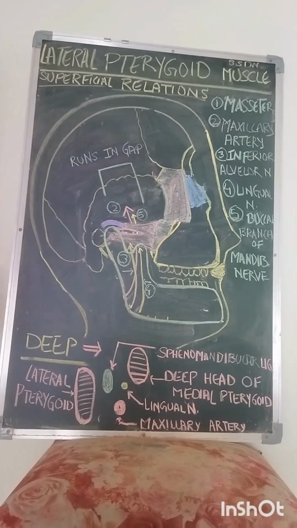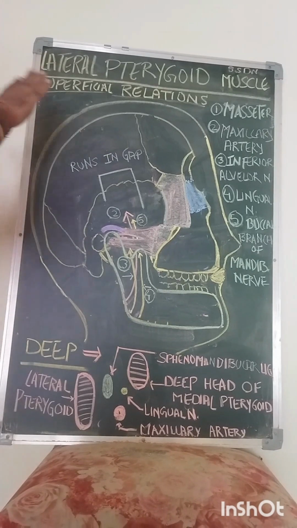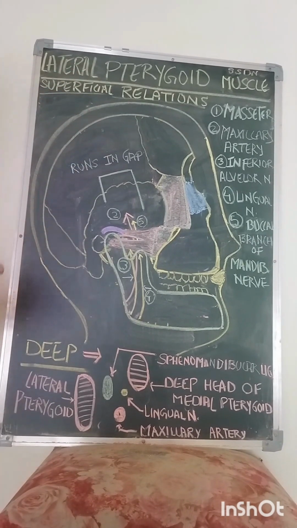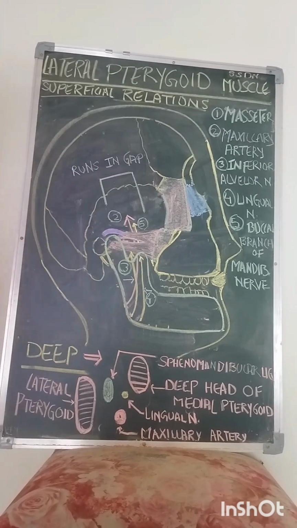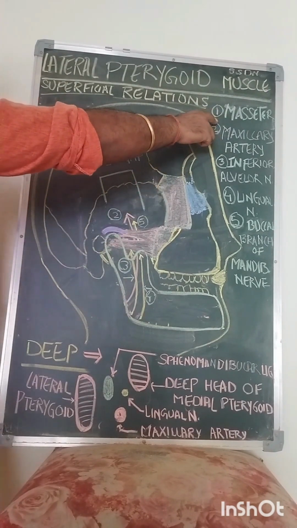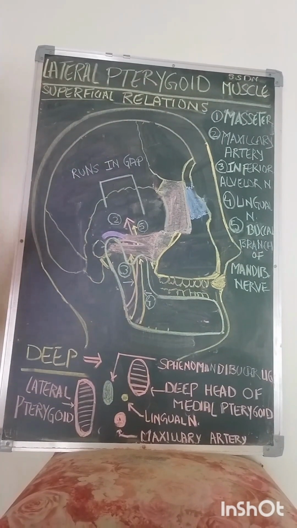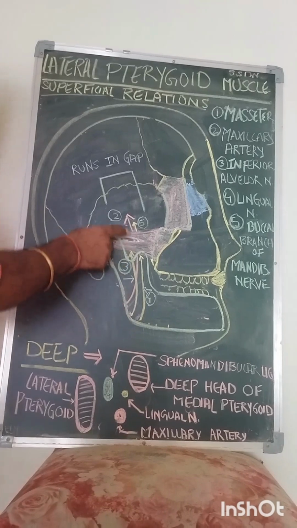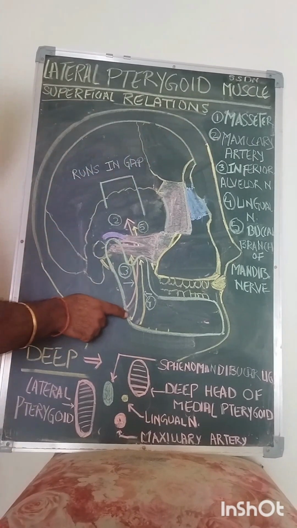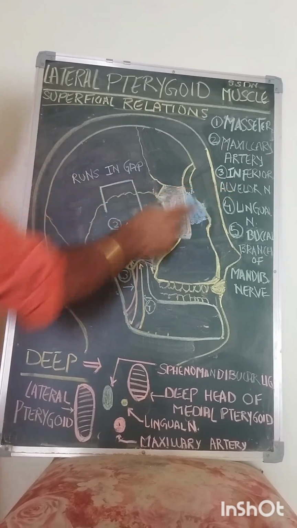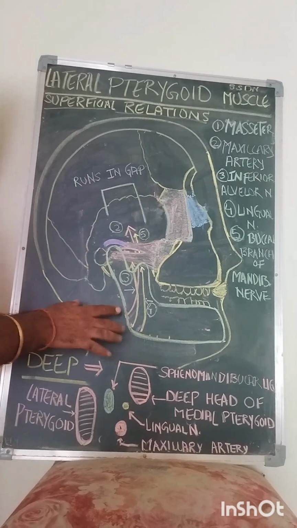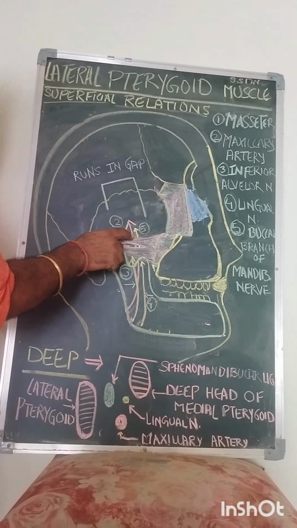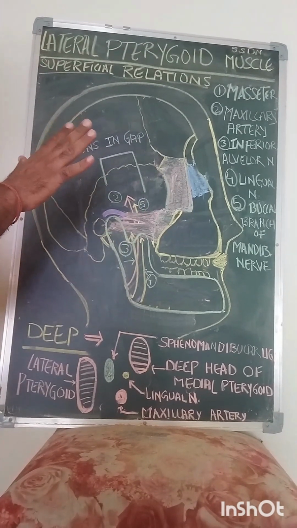Lateral pterygoid muscle, superficial and deep relationship. Superficial, we have 5 relations. Superficial means outward. So this is a lateral pterygoid muscle. What is outer from lateral pterygoid is known as superficial relationship. For example, the number 1 is masseter muscle is having superficial relation to lateral pterygoid muscle. Second is the maxillary artery. The third is the inferior alveolar nerve. Fourth is lingual nerve. And the fifth is buccal branch of mandibular nerve. So 5 superficial relations of lateral pterygoid.